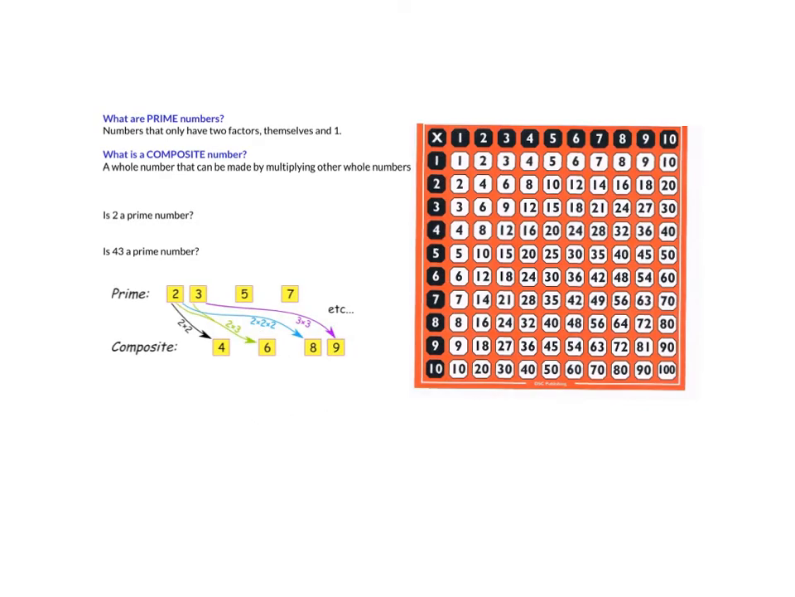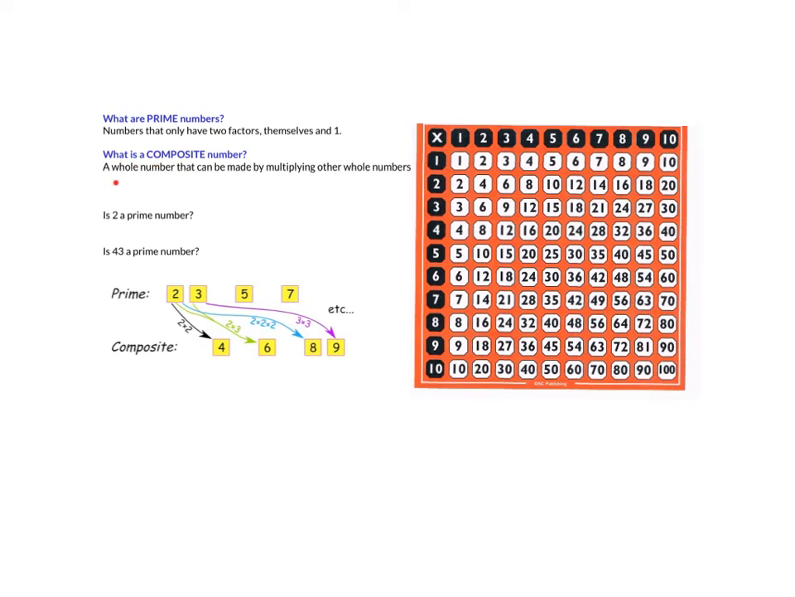What are prime numbers? Numbers that only have two factors, themselves and 1. If you look at this little diagram down here where it says prime number, 2, 3, 5, 7. That is because 1 times 2 equals 2, 1 times 3 equals 3, and so on. No other numbers other than 1 and itself go into it.